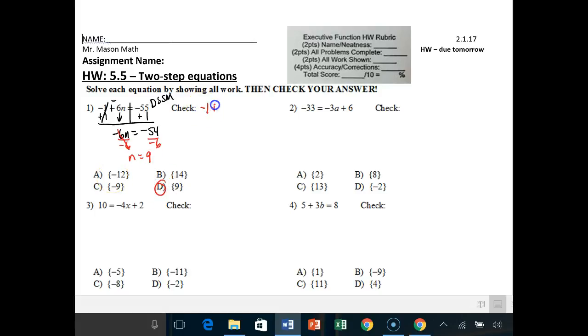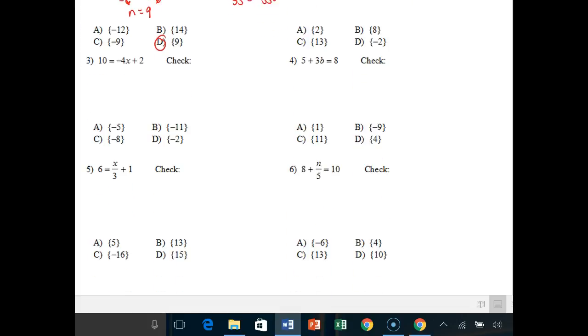So negative 1 plus negative 6, parentheses, put in your answer, 9, is equal to negative 55. We're asking ourselves, is negative 1 indeed plus negative 54 equal to negative 55? And yes, it is. So we know that we have our correct answer again. If when you're doing this the calculator shoots out something other than negative 55, you've picked the wrong answer. You've got to go back and figure that out. So make sure you're checking on all these ones on the front.